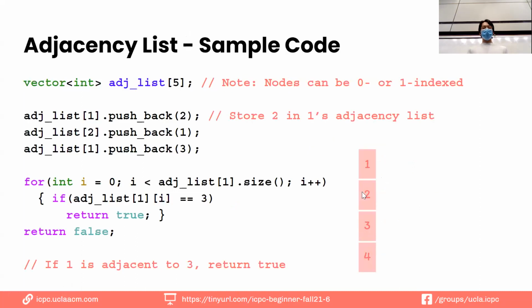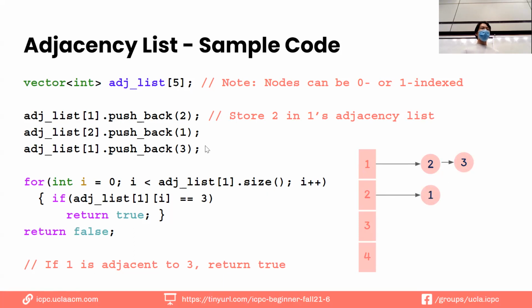So this is some sample code for how we can implement that. Either we can use a vector of vectors, or we can use an array of vectors, which is what we have here. To include an edge, we push back into the specific vertex the vertex that it's going to. So we can add in these 3 edges: you can go from 1 to 2, 1 to 3, and you can go from 2 to 1.